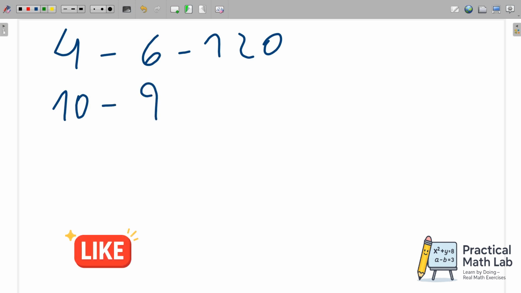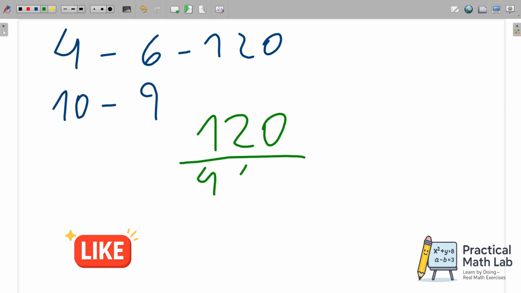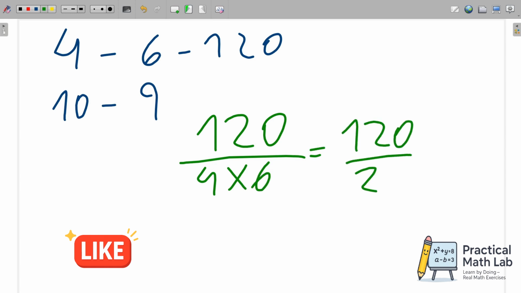Let's calculate the production rate of 1 machine per hour. If 120 pieces are produced by 4 machines in 6 hours, just divide 120 by 4 times 6. We'll have 120 over 24, which equals 5. So each machine produces 5 pieces per hour.